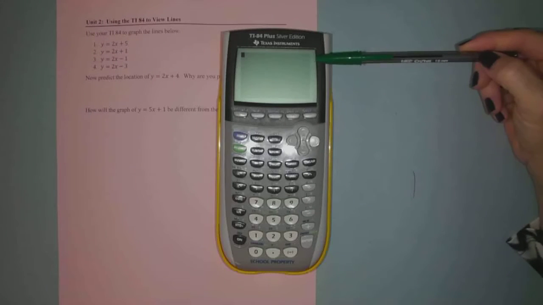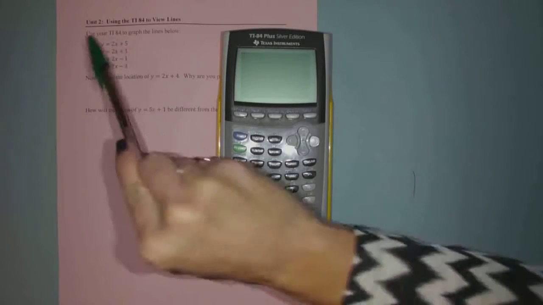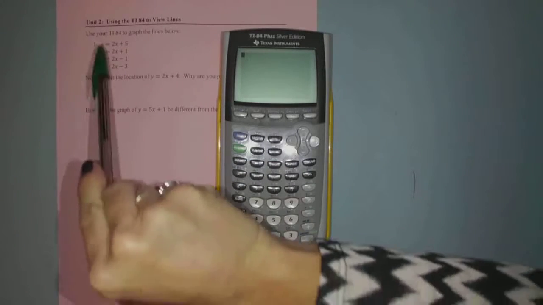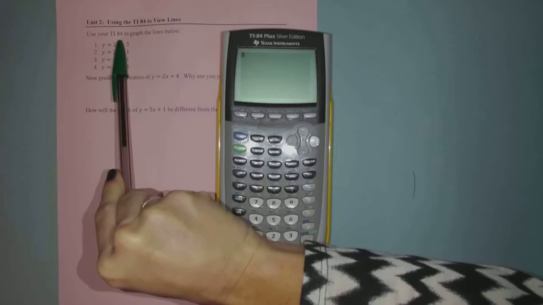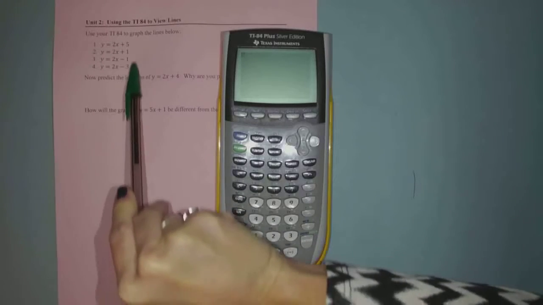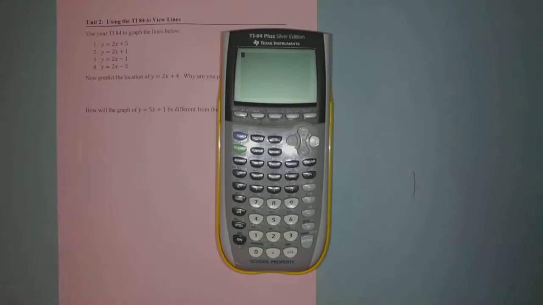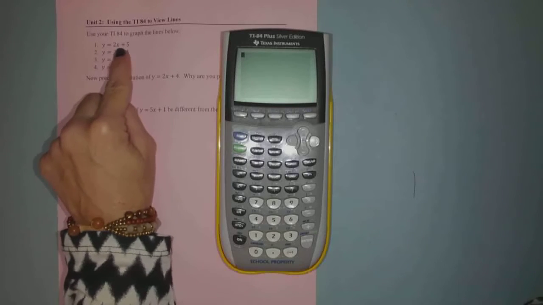And I want you to have your TI close by here. You see I have mine turned on, ready to go. And we're just going to go through these questions. It tells us to use our TI-84 to graph these 4 lines below. So I'm starting with y equals 2x plus 5.